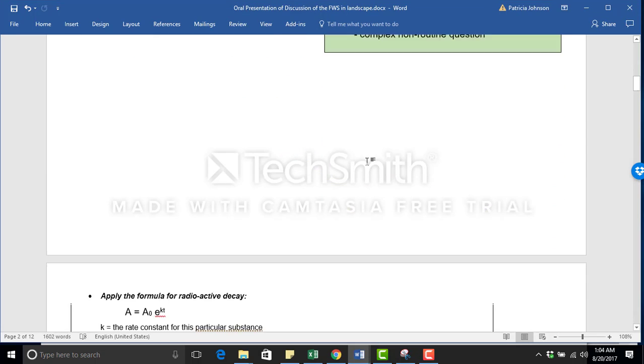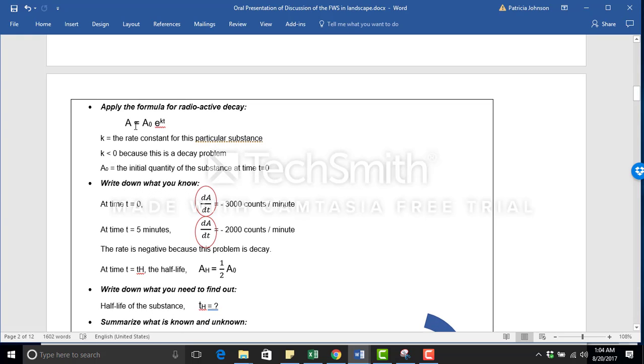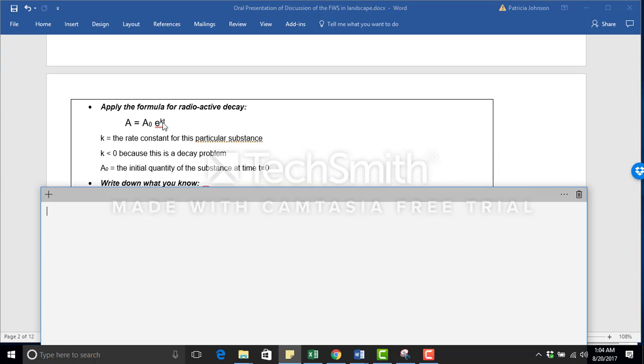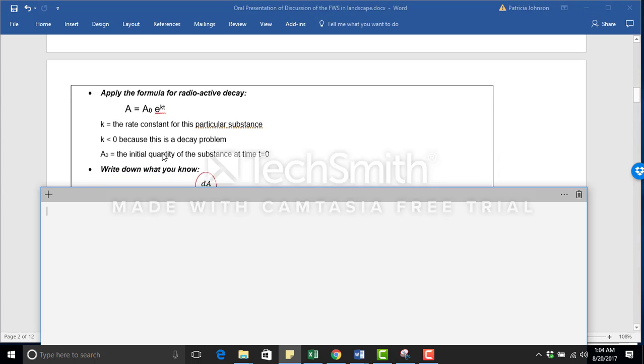We begin solving this equation by recalling the formula for radioactive decay. The quantity of substance left at any time is equal to the original quantity times the exponential function raised to the power of k times t. K is the rate constant for this particular substance. T is the variable time.